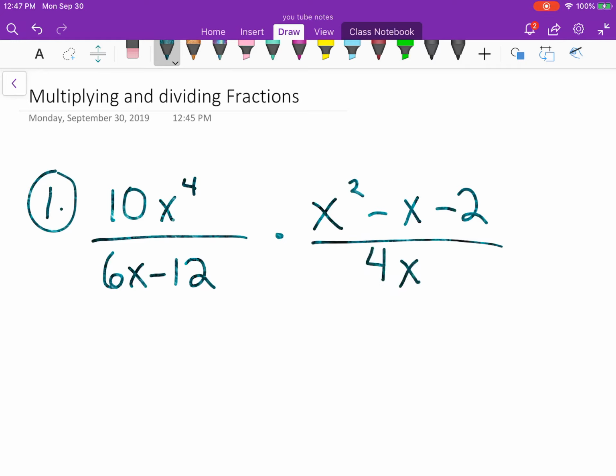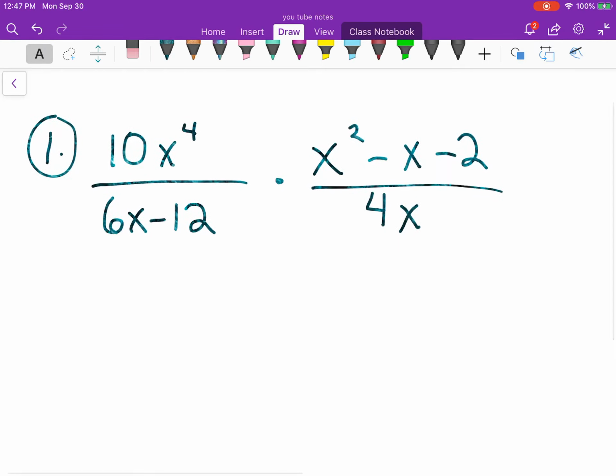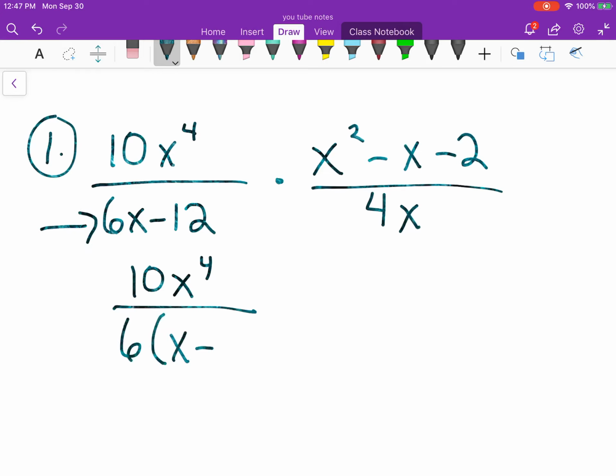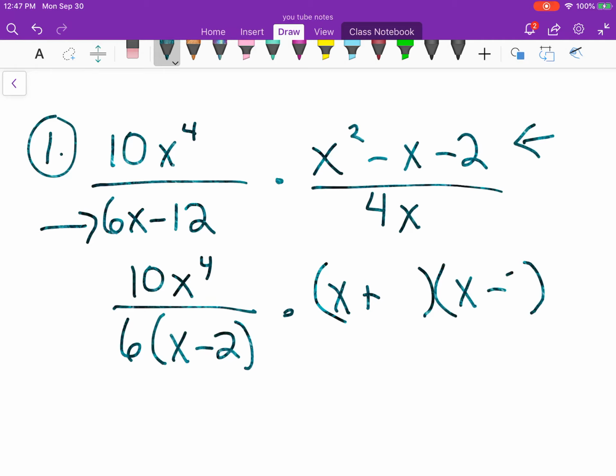Okay, first thing I'm going to do is get all of my numerators and denominators in their simplest form. I cannot do anything to 10x to the fourth, so I'm going to leave it. All right, 6x minus 12, I can pull out a GCF of 6, and I'm left with x minus 2. Up here, I can do factoring, and I will get an x plus and an x minus, and our answer is going to be 2 and 1, and then 4x. That's the only simplifying that I can do.